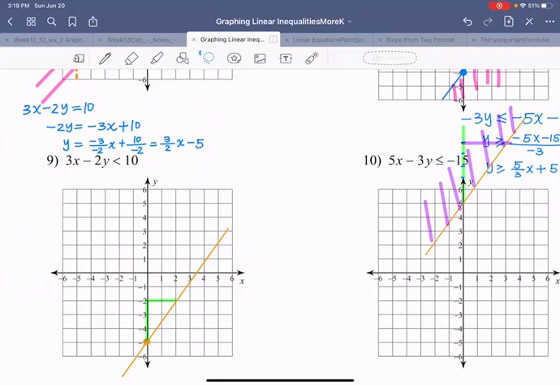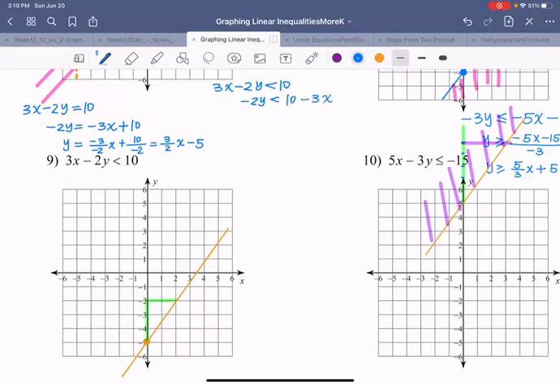Hold on. Shade above or shade below depends on the inequality result. So we have to solve the inequality to tell. Let's do this, Ethan. Show me how we change this. You would do... Go ahead. 10 minus 3x is greater than -2 times y.